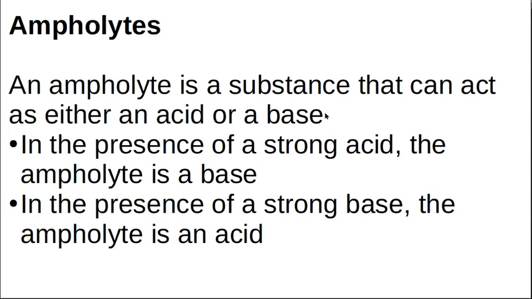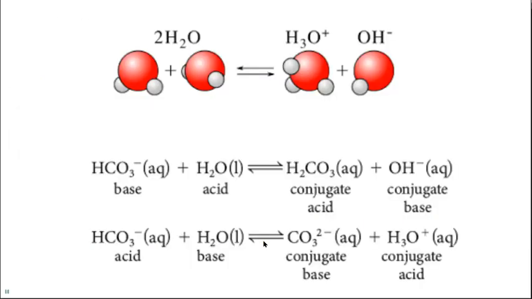So an ampholyte can either be an acid or a base. If you have an ampholyte and you add acids, the ampholyte acts like a base. If you have an ampholyte and you add a base, the ampholyte acts as an acid. So it can swing both ways. It can pick, do I want to be an acid or do I want to be a base, depending on what you add to it. So water is usually the typical example of this.